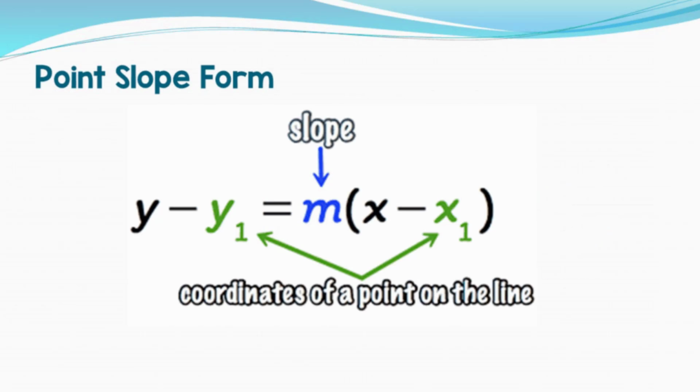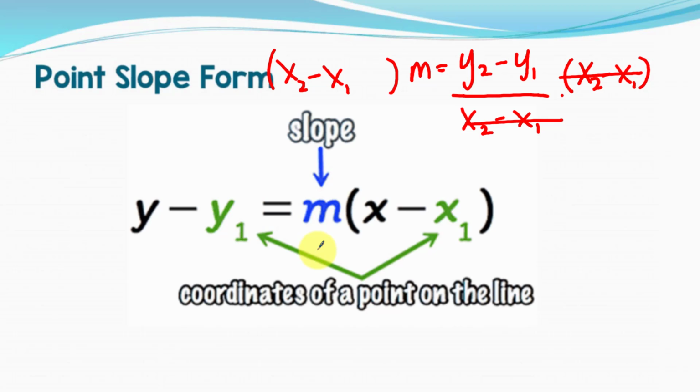Okay, another form of linear equations is what we call point-slope form. The point-slope form has a point, that's the green parts here, and then the m is the slope, and that is the number in front of the x's.